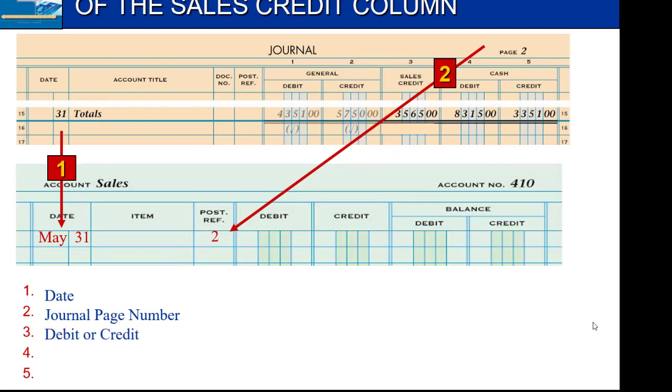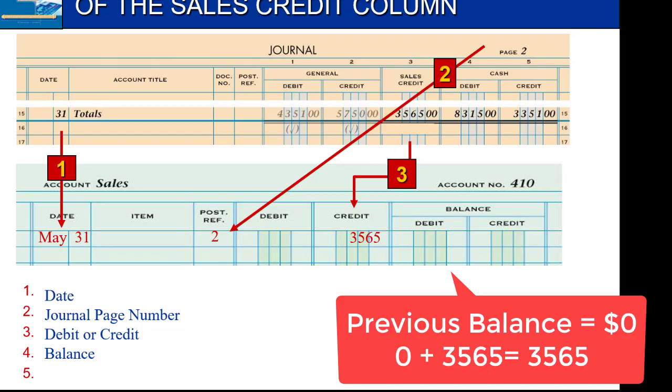The third thing is to still copy down our debit or credit. So in this case, we're doing the sales credit column. So we're going to take the credit and we're going to drop that same exact number in the credit. And then the fourth thing is to figure out our balance. And so right now, remember, I have a previous balance assumed of 0 when I start the month. So I can just copy that same credit over to the credit column, 3,565.